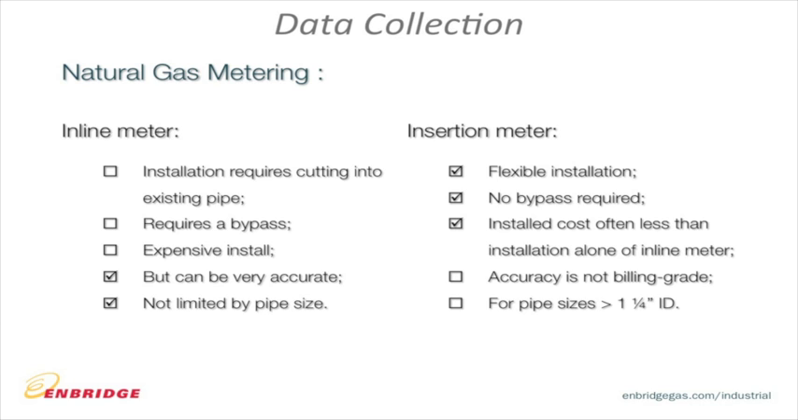But last I've heard, if you don't have 200 psi in your line, ultrasonic is not really going to give you anything. So you're down to, you can either cut your line and put the meter inside it, that's an inline meter, or you can drill a hole in your line and put in an insertion meter. Those are your choices for natural gas metering. It requires cutting your line. Requires a bypass. This is one of those things that people always forget.